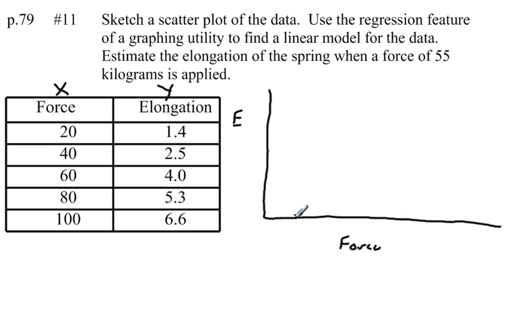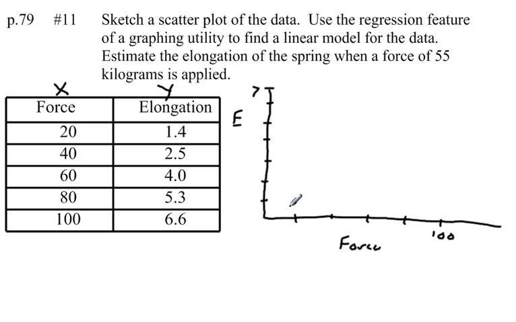For force, it looks like I need a tick mark. I'm going to put a tick mark every 20 units. So this last one will be 100. For elongation, I need to go up to about 7, so I'll put a tick mark every 1 unit. And we can just barely squeeze that in up here.